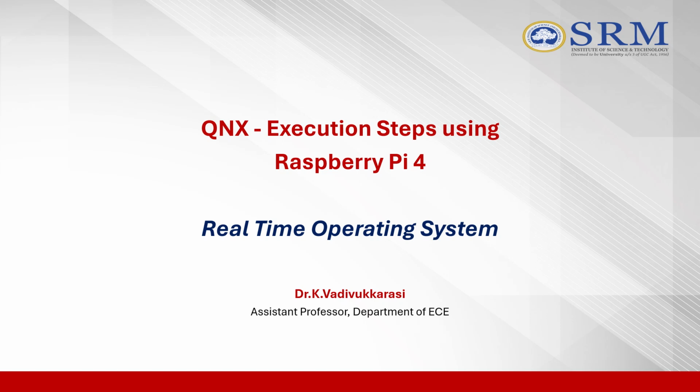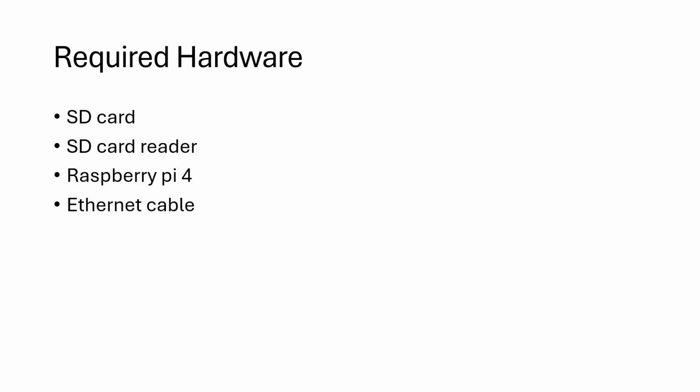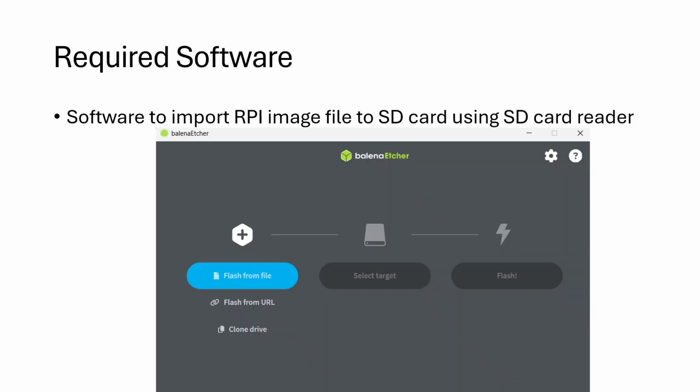Hi all, in this video we are going to see the execution steps using Raspberry Pi in QNX Momentics. The required hardware is an SD card reader, a Raspberry Pi 4, and an Ethernet cable. The software required is the RPI image file, which we need to import to the SD card using the SD card reader. Once this image file is dumped onto the SD card, we can use it in the Raspberry Pi.